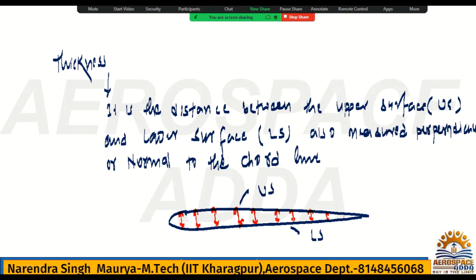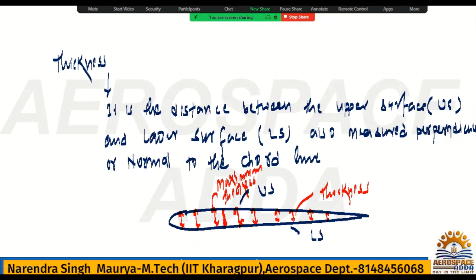It should be perpendicular. Right. Now, somewhere thickness will be less, somewhere it is maximum. So you can say this is the thickness. But somewhere there is the maximum thickness. You just say this is the maximum thickness.